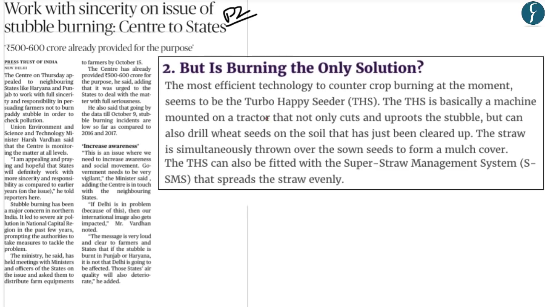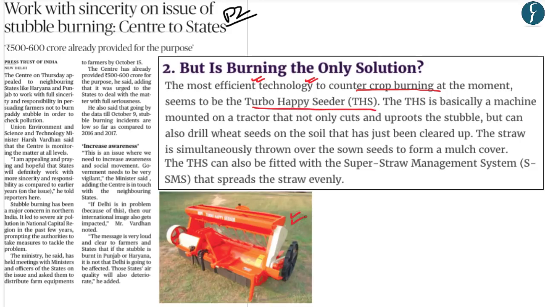Now the second aspect with regards to stubble burning that you should understand is what are the available solutions so that farmers do not have to rely upon stubble burning. One of the most efficient technologies to counter stubble burning is the turbo happy seeder. The turbo happy seeder is basically a machine that cuts and uproots the stubble, and this machine can be used with a tractor so as to remove the stubble from the ground.